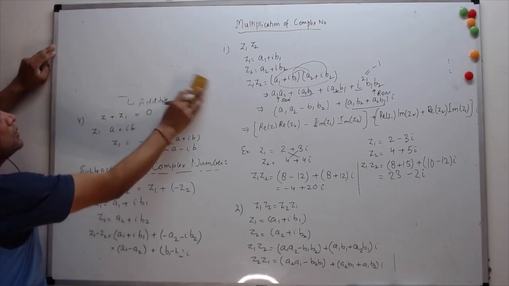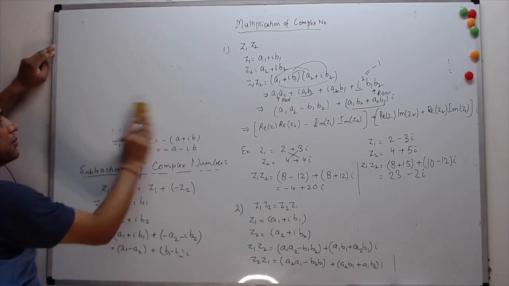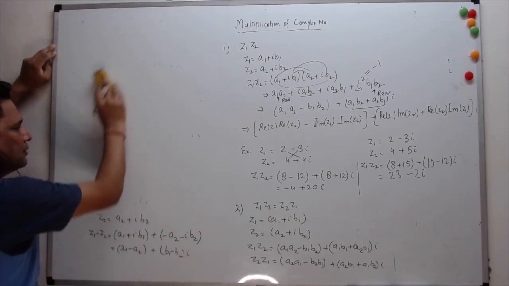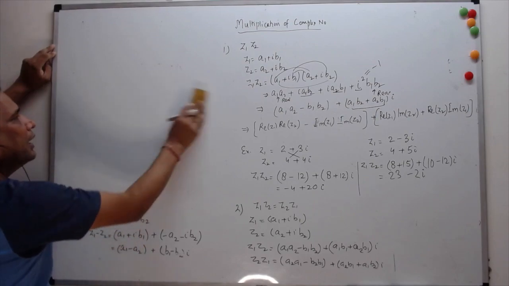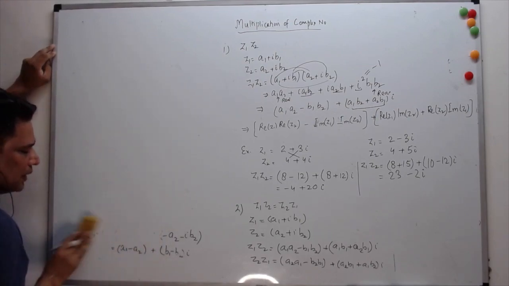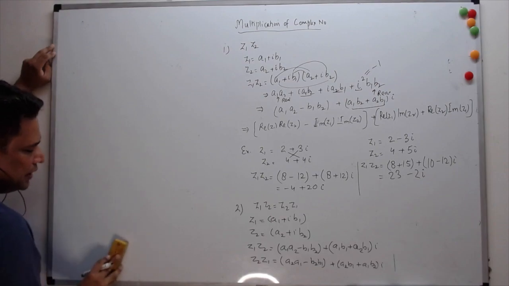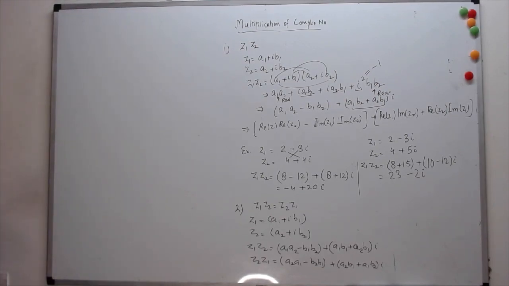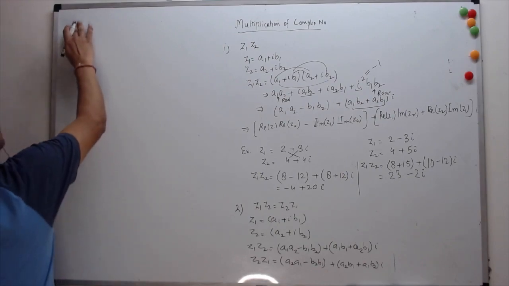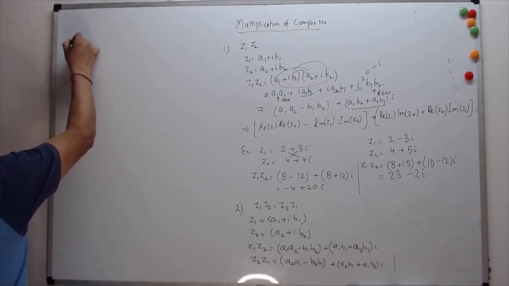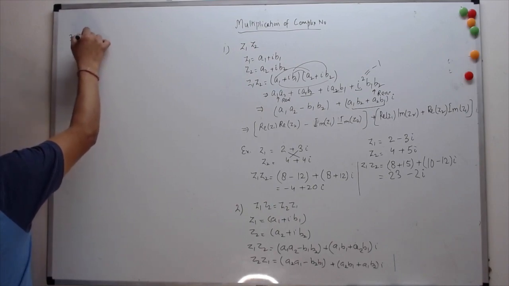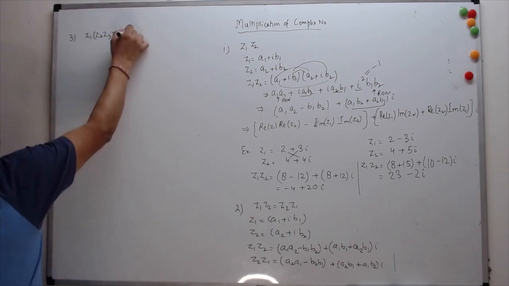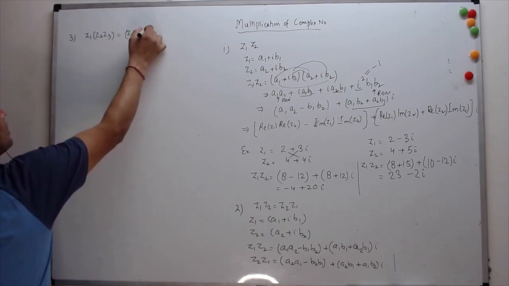And also they follow the associative property, meaning that you can multiply three complex numbers together in any order as you please. That would still give you the same result. And that also means that you can multiply any number of complex numbers together. So z1 into z2 z3 is the same as z1 z2 times z3.